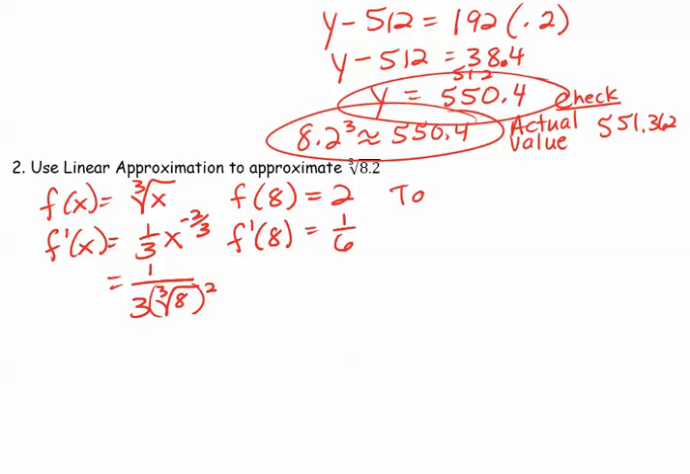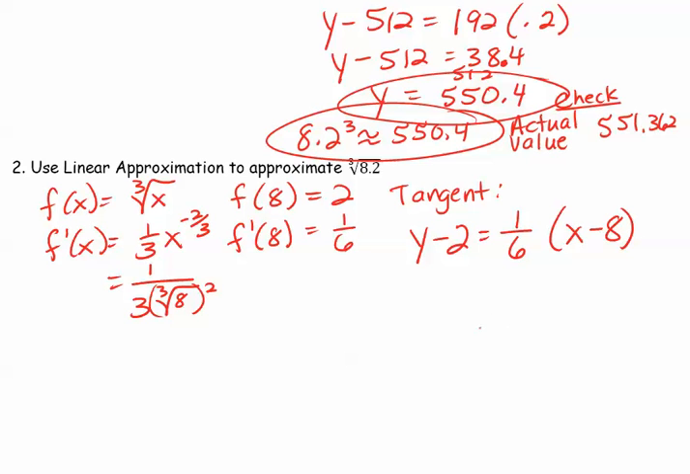This one might be one we've done. They're all similar. There's only so many problems that we come up with, so they all start sounding alike. So 1/6 x minus 8 is our tangent line.